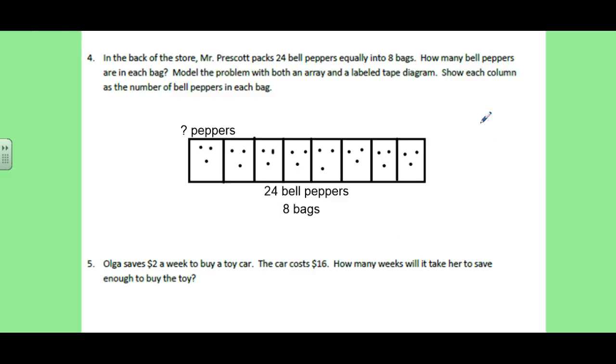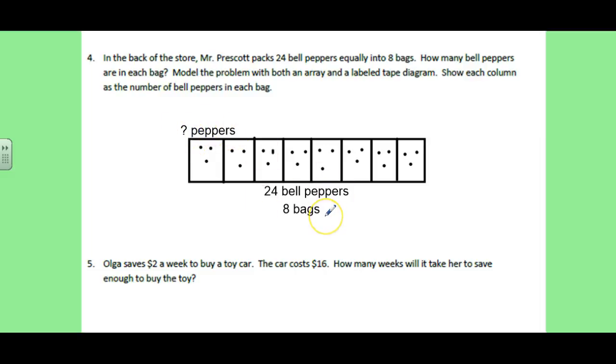Okay, so this is what I was looking for. If you had 8 sections, that's correct because we talked about there were 8 bags, so you're going to need to have 8 sections. Once you started putting 1 dot in each section and you counted all the way to 24, then you should have ended up with 3 in each section. And then the labeling part. We did not know what the groups stood for. We did not know how many peppers were going to be in each bag, so that's why you needed to put question mark peppers up at the top.